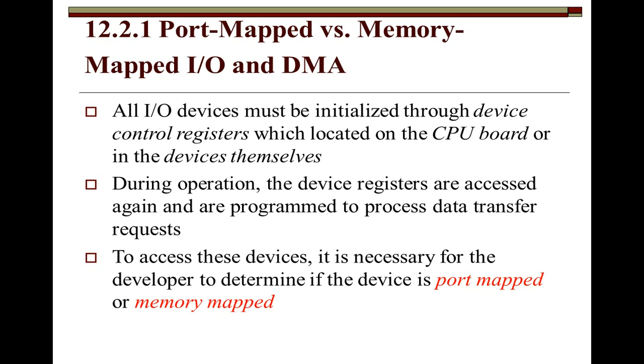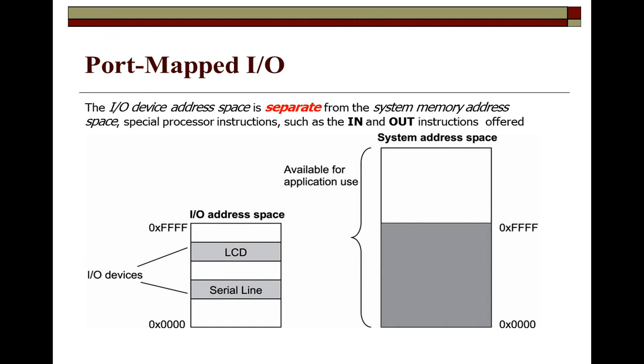So to access these devices, it is necessary for the developer to determine if the device is port mapped or memory mapped. Whenever you are going to access that data or these device drivers, it is important to know whether the device is accessed through port mapping or memory mapping. There are two different cases, port mapping and memory mapping. So it is most important to know these things.